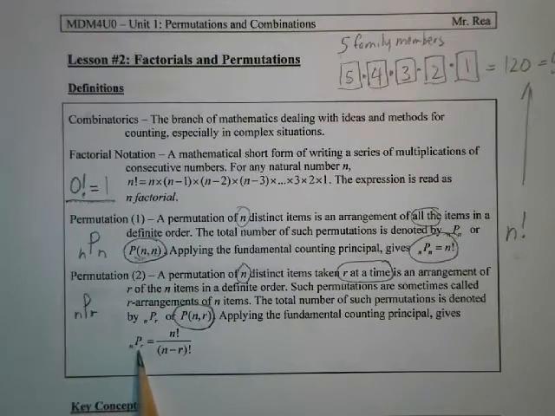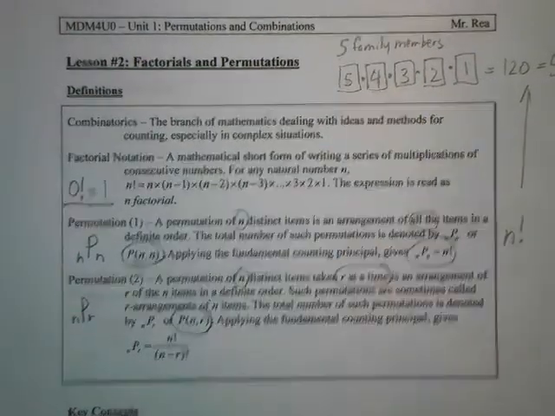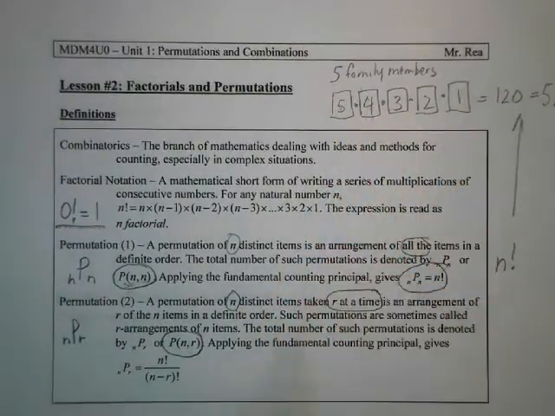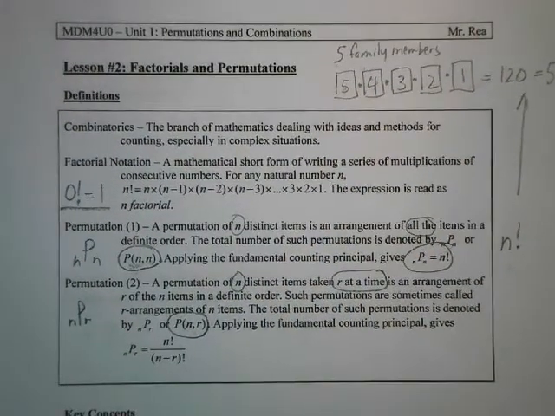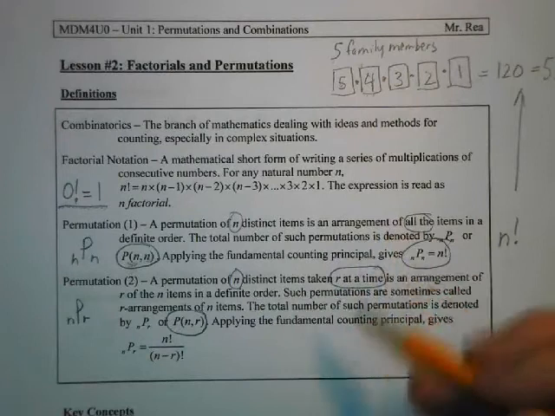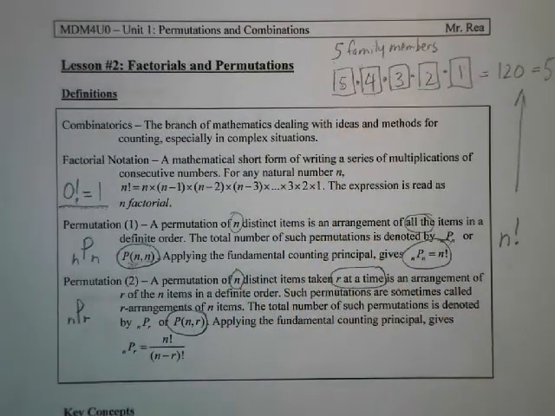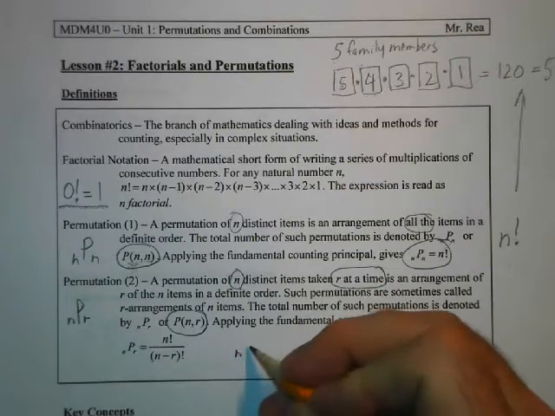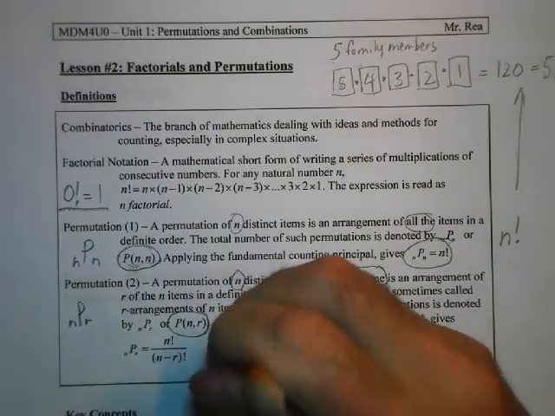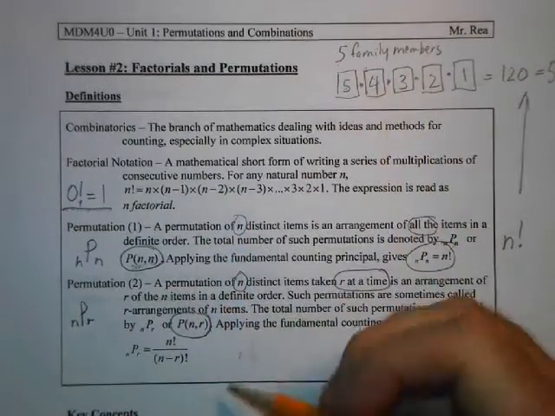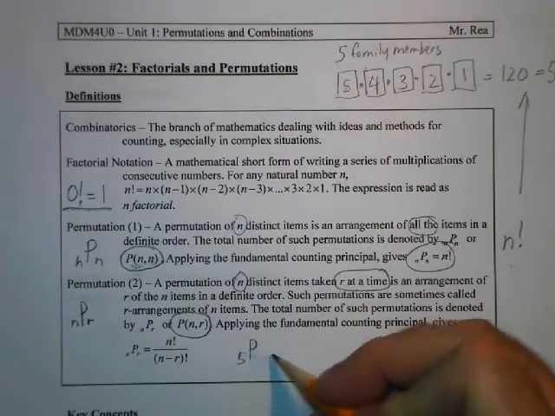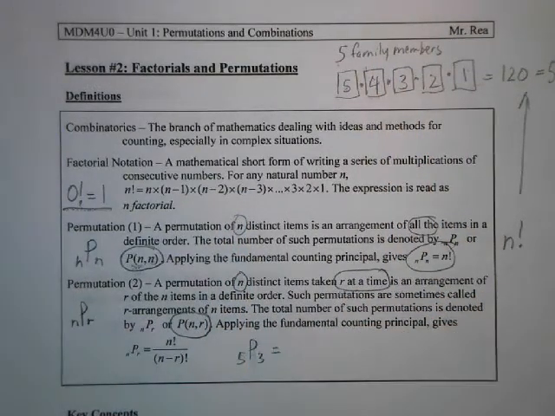So n pick r is actually equal to n factorial over n minus r factorial. Okay, so just for curiosity's sake, how many ways could we arrange these 5 family members? In our case, that would mean n is 5 and r is 3. So let's do an example of that here. Let's change the n to 5. 5 pick 3. Okay, so how do we calculate that?